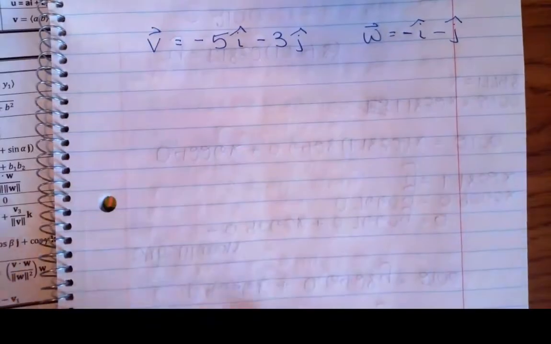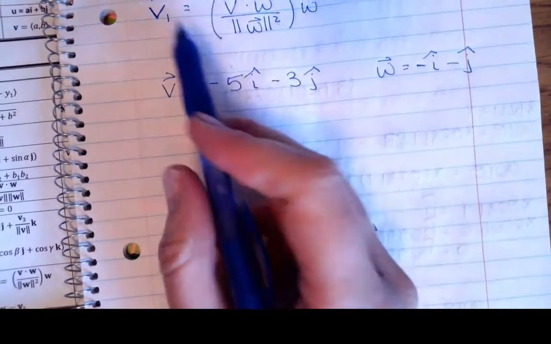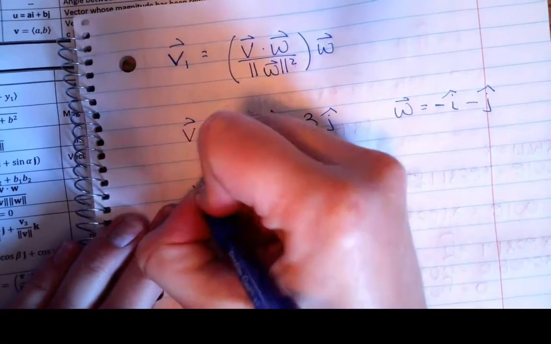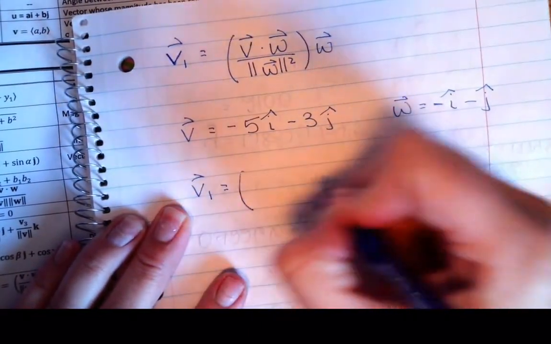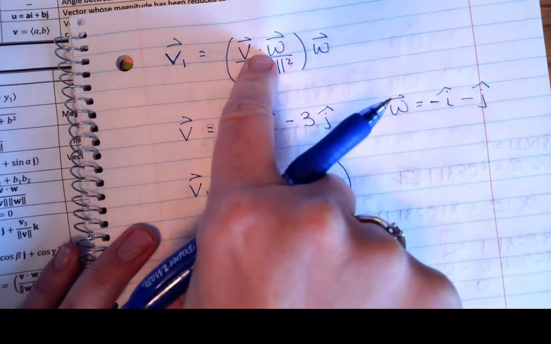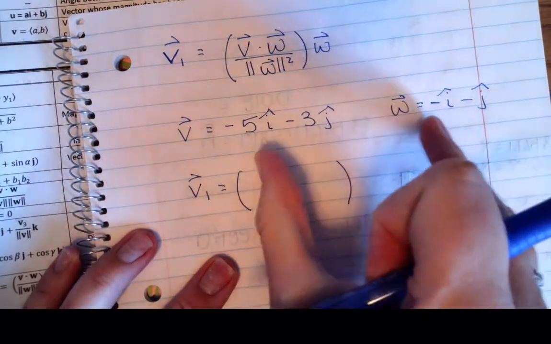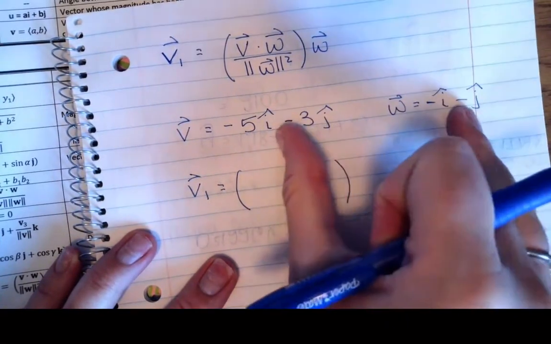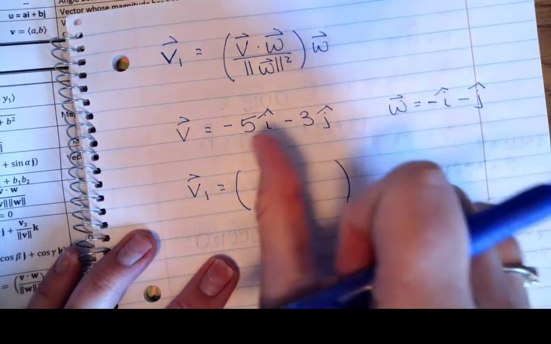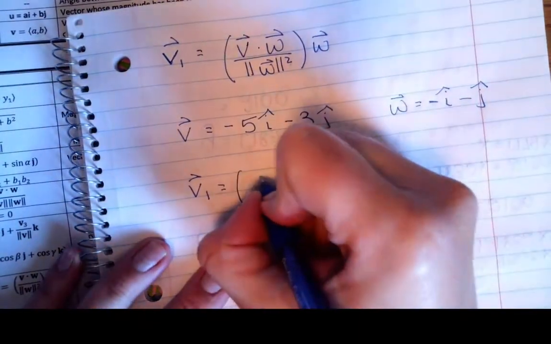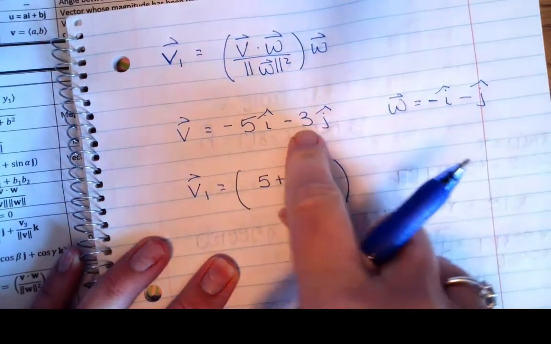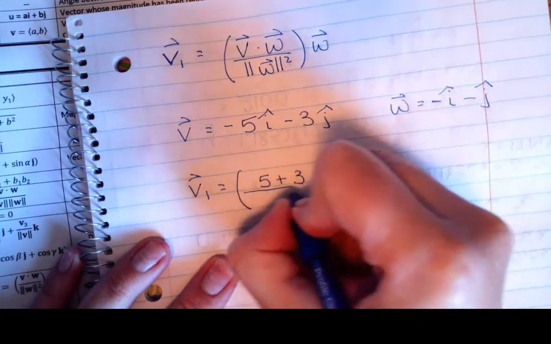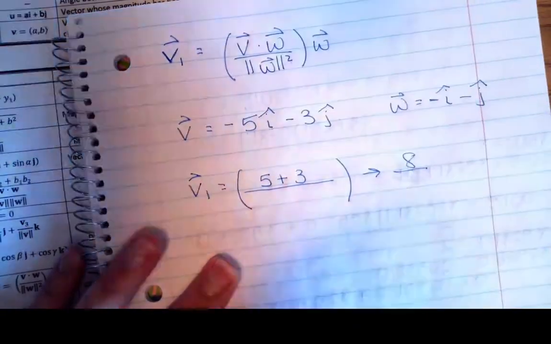We know vector V, so we're going to find V1 first. I'm going to do the dot product first. So V1 is going to use the dot product between V and W. Again, how do we do the dot product? We multiply our horizontal components together and add them to the product of the vertical components. So I've got negative 5 times negative 1 is 5, plus negative 3 times negative 1 is 3. So I end up with 8.